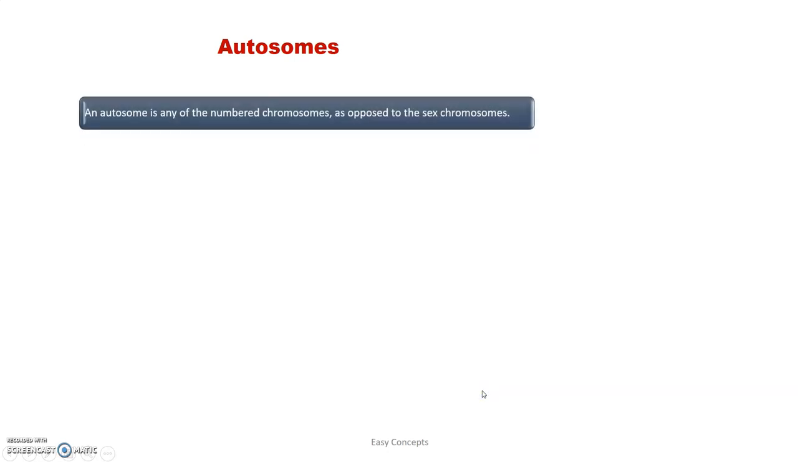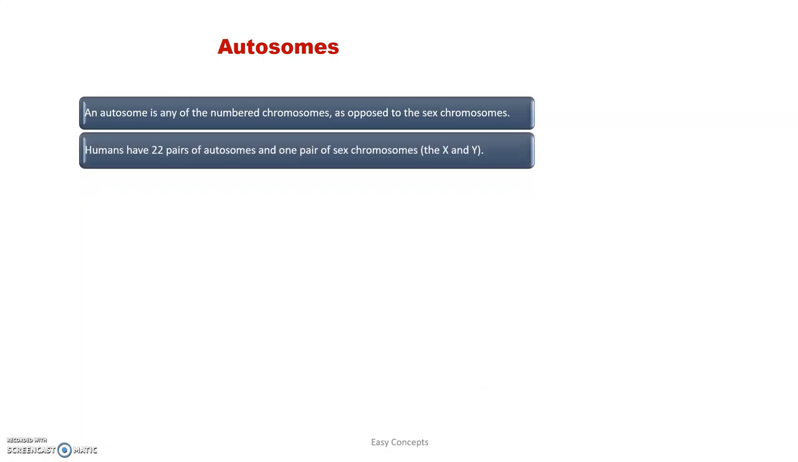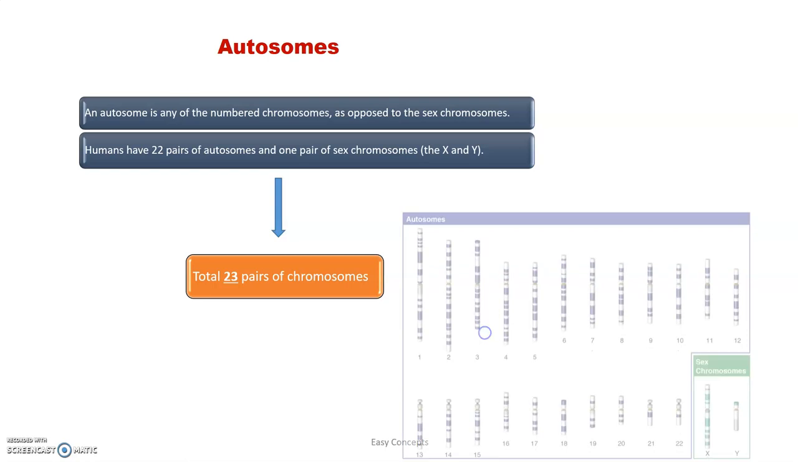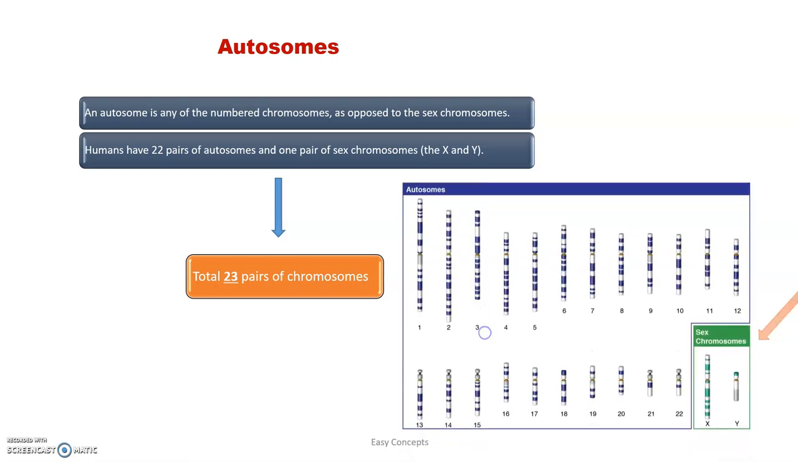So what are autosomes? Autosomes are chromosomes other than sex chromosomes. In the human body, there are 22 pairs of autosomes and 1 pair of sex chromosomes. In total we have 23 pairs of chromosomes. In number, we have 46 chromosomes in total, out of which 44 are autosomes and 2 are sex chromosomes. These sex chromosomes are very important in determining the sex of an individual.